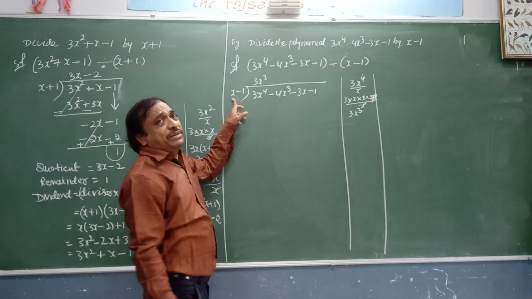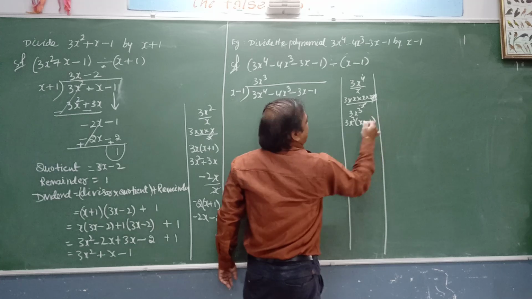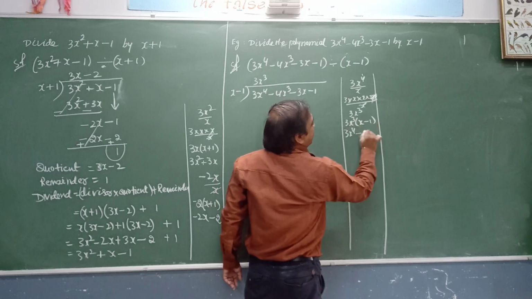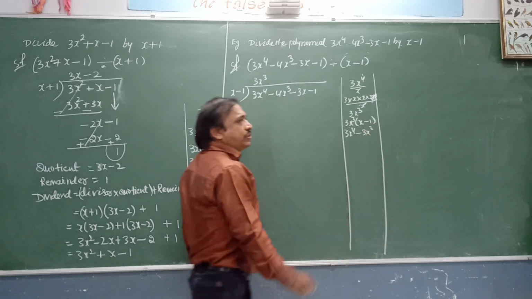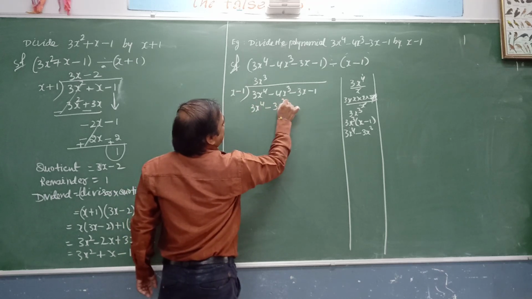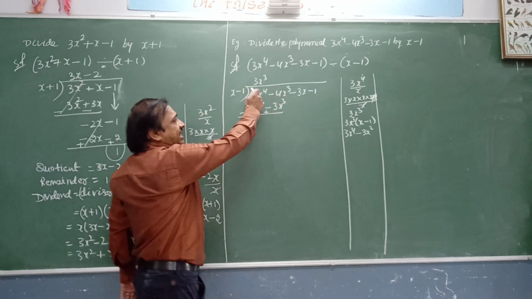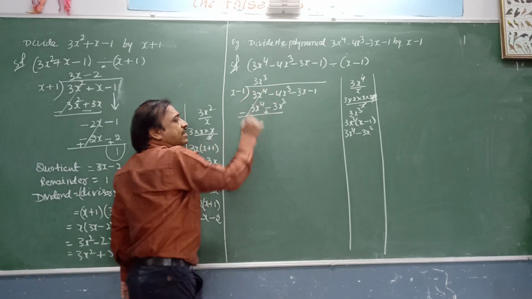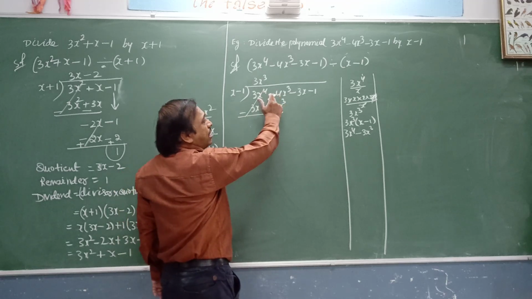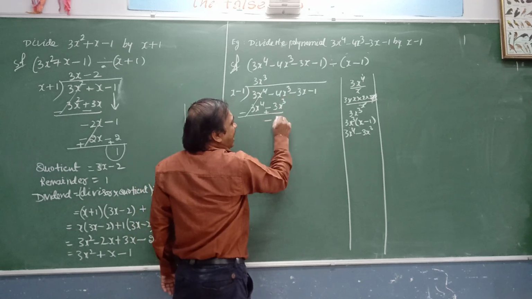With this you have to multiply the linear polynomial divisor. So 3x cube into x minus 1. 3x cube into x is 3x to the power 4, plus into minus, minus 3x cube into 1 is 3x cube. This term we write here: 3x to the power 4 minus 3x cube. Then subtract: one is plus 3x to the power 4 and one is minus 3x to the power 4, so they cancel and it becomes 0. Minus 4 plus 3 is minus 1x cube.